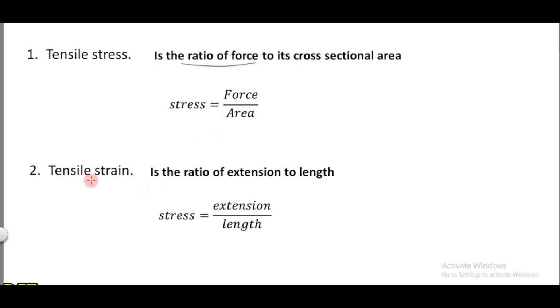Then we have the tensile strain. Tensile strain is the ratio of extension to length, right? So the formula is strain, which is tensile strain, is equal to extension over length. So strain is equal to extension all over length.